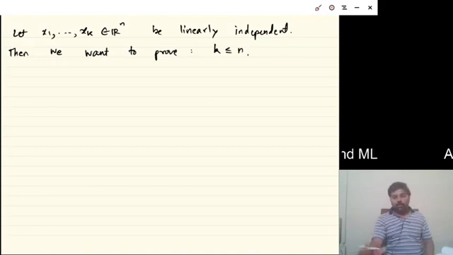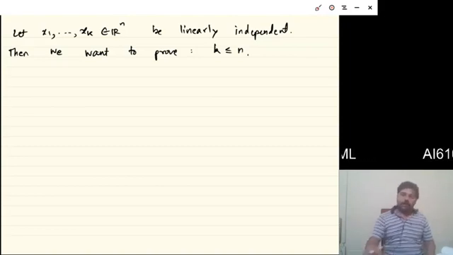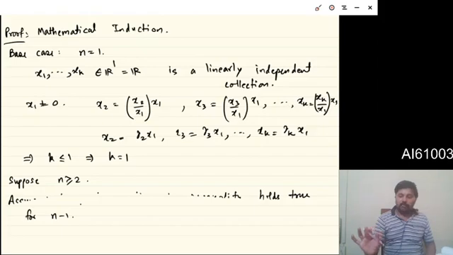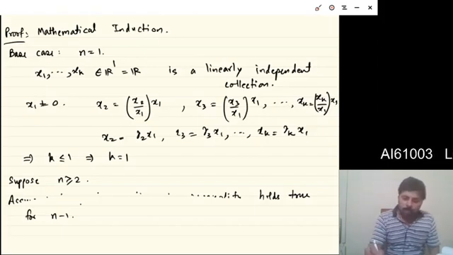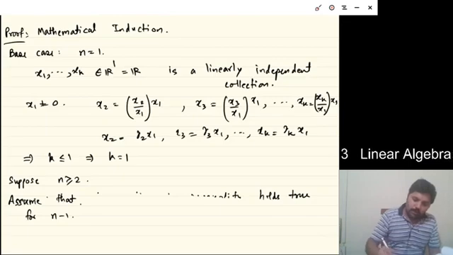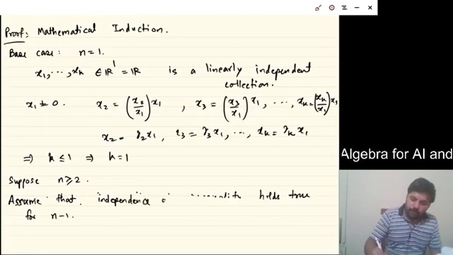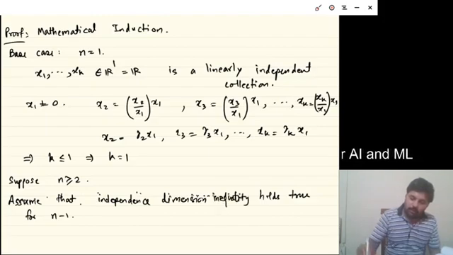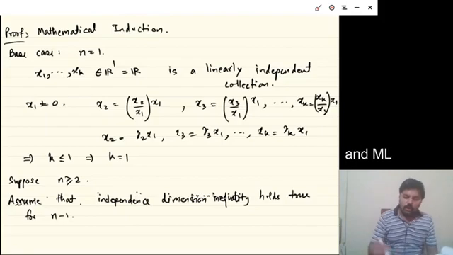We are allowed to use the only fact. What is the fact? That this holds true for n minus 1. So assume that this independence dimension inequality holds true for n minus 1.